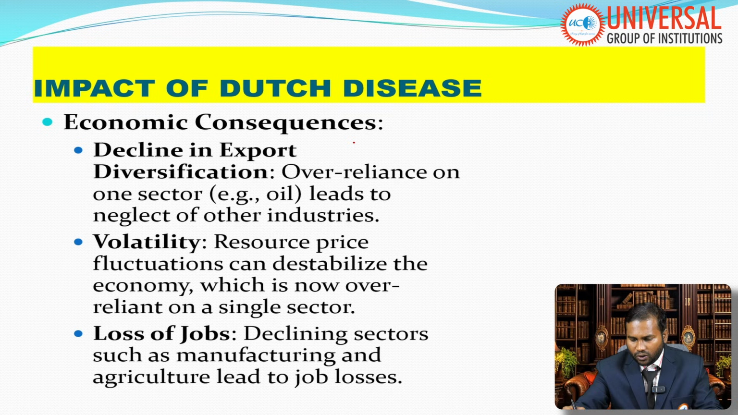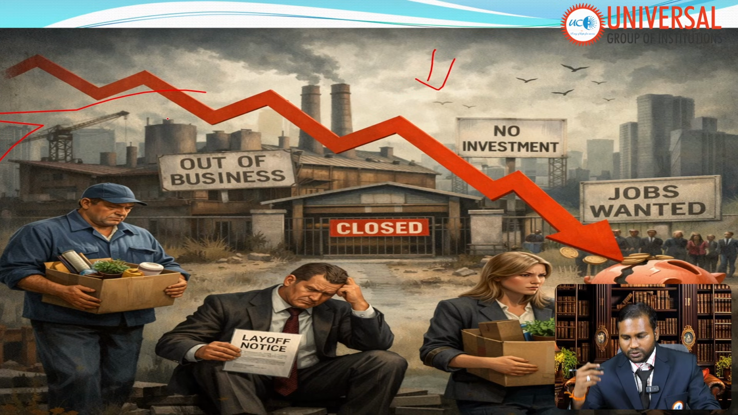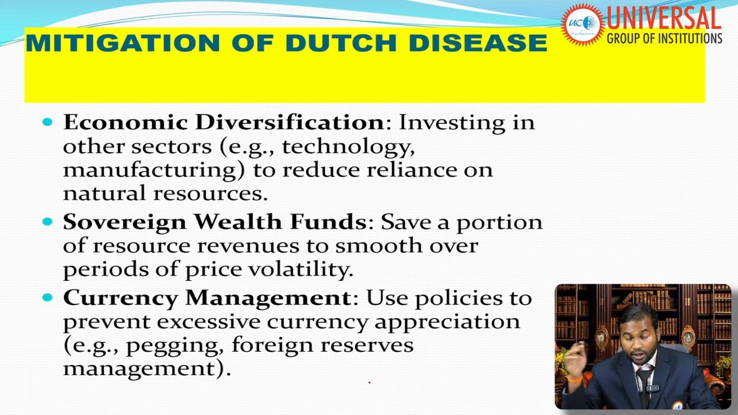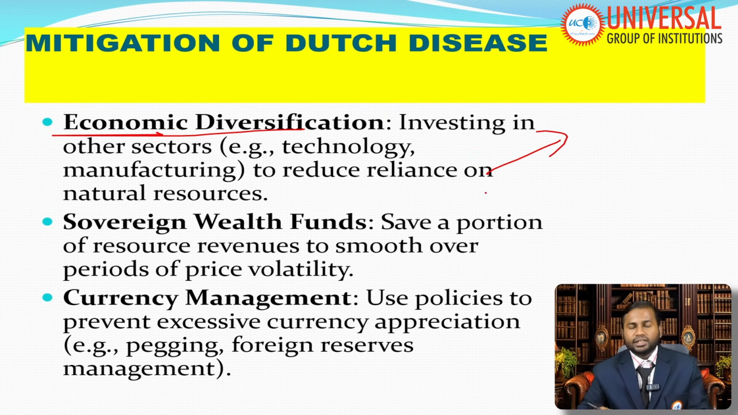And what are the consequences, which we have discussed? The same thing: decline in exports, and second, volatility, and of course job creation. So this leads to losses of jobs in other sectors. And what are the strategies that an economy could devise to control or somehow maneuver all these problems? You have economic diversification, simultaneous investment, or you can put it as a balanced growth strategy.